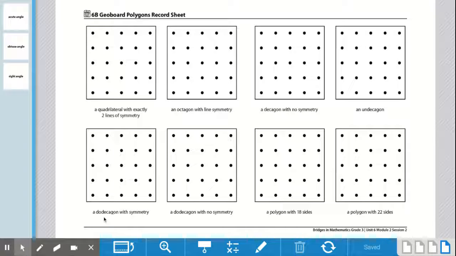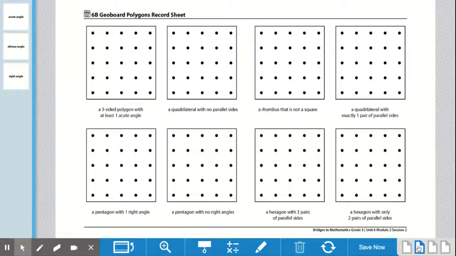Next, a dodecagon. If you speak Portuguese, French, Spanish, or Italian, what's the number for 12? Italian is dodici, which means 12, and a dodecagon is a shape with 12 sides. So here you're going to have to draw a dodecagon with symmetry. Dodecagon with no symmetry, a polygon with 18 sides, and then a polygon with 22 sides. Oh my goodness, I can't wait to see these challenges.